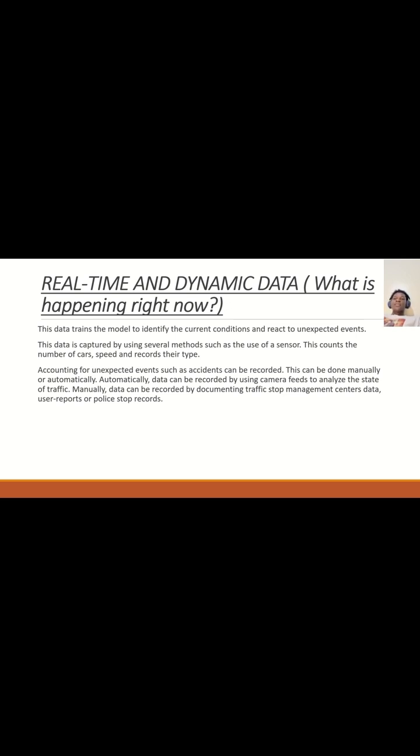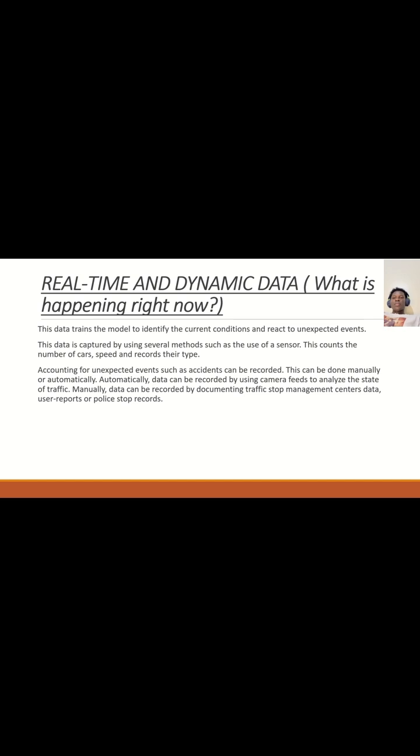So this data is captured by using several methods, such as the use of a sensor, or maybe the use of traffic cameras to count the number of cars that are coming, to measure the speed, and to record the type of car that passes through, let's say, a road or a highway. Also accounting for unexpected events, such as accidents, that can also be recorded to help the module make more accurate and reliable data.